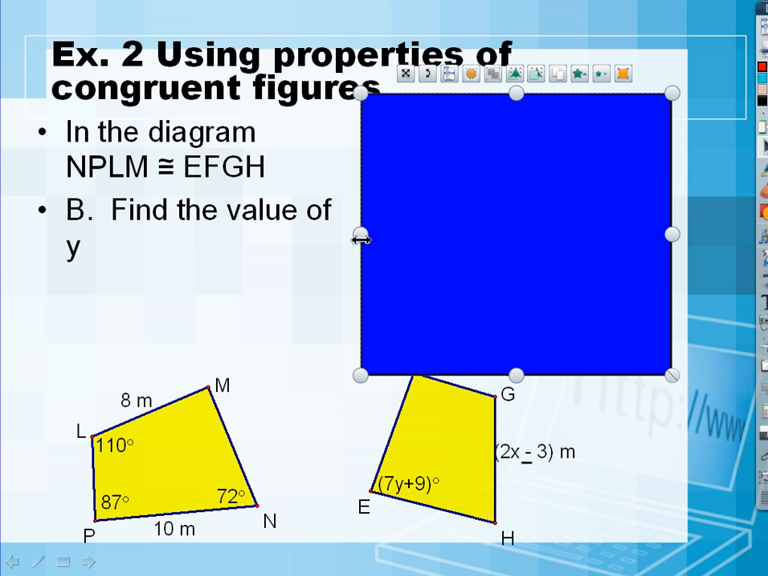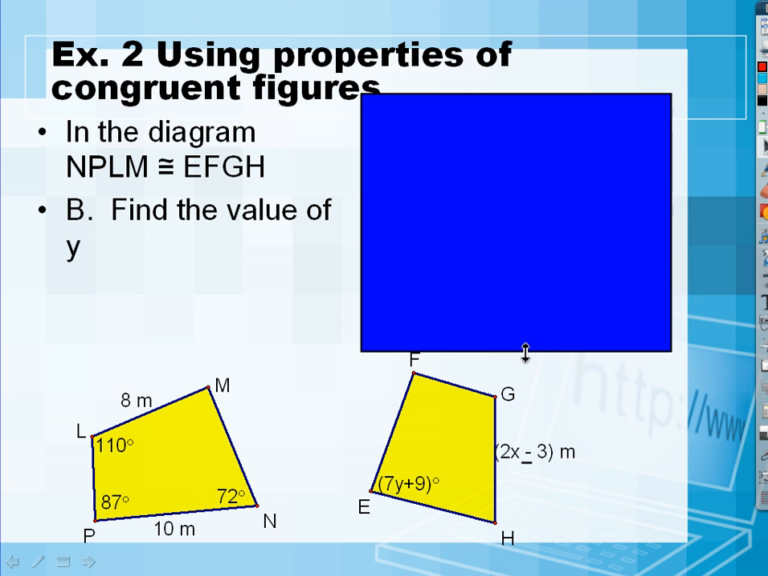Okay, solve for y. Where's the y? Is it between E and B? Yeah, it looks like y is part of an angle. Angle E has a measure of 7y plus 9 degrees. So angle E goes with which angle? Yeah, it's got to go with n, doesn't it?